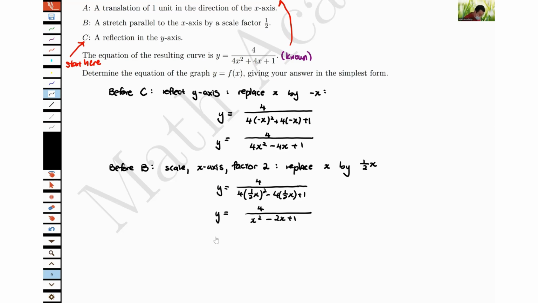If we can make the following observation, it will be best. This denominator can actually be factorized nicely as (x minus 1) squared. And last, let's go for before A.